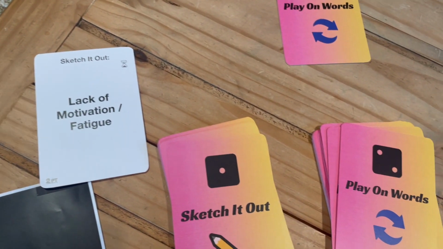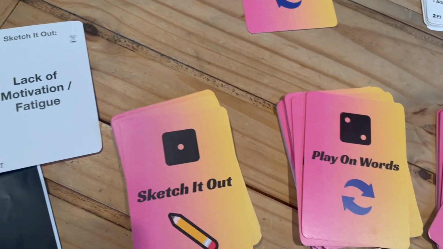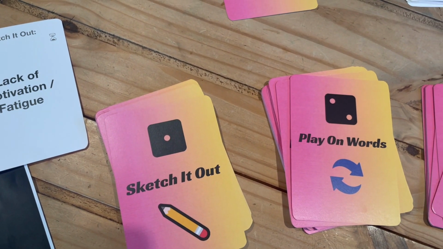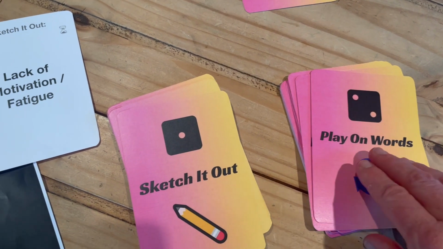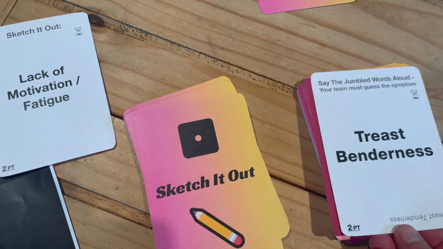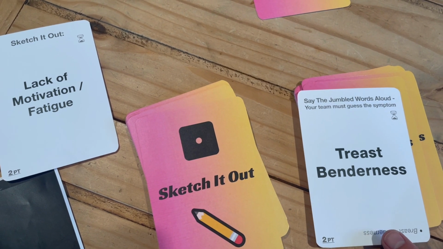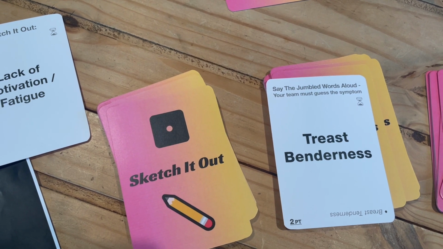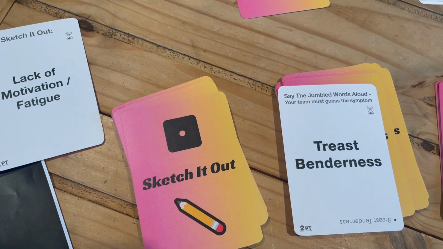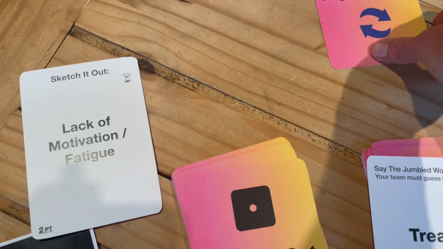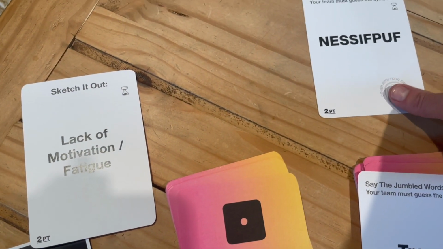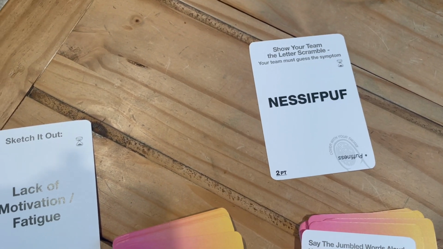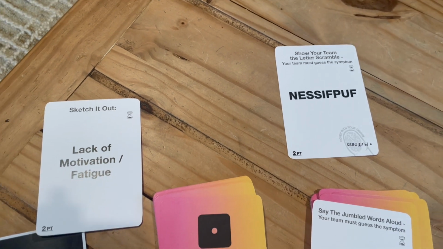Category number 2 here is a play on words, which is just kind of a mismatch of words that are also common symptoms of perimenopause. So the person that pulls the card says "trest benderness," and your teammates need to shout out "breast tenderness." That category as well is just a mishmash of letters, and you'd have to look at that, and then your teammates have to unscramble the letters. So those categories are pretty fun.